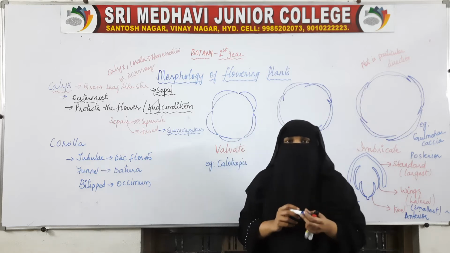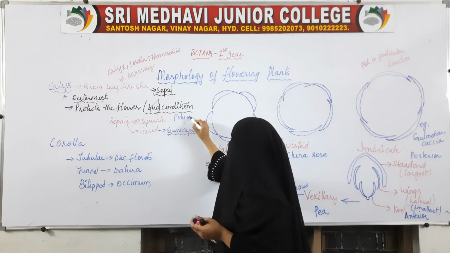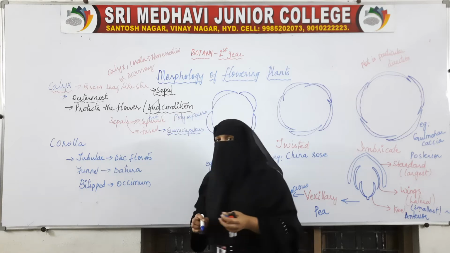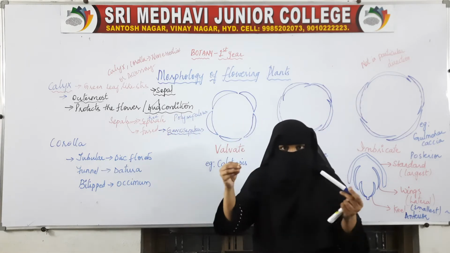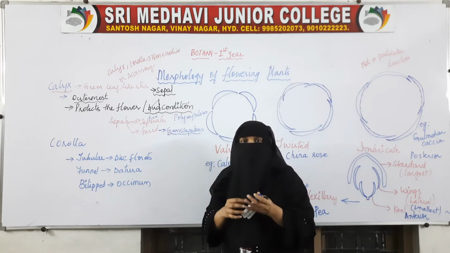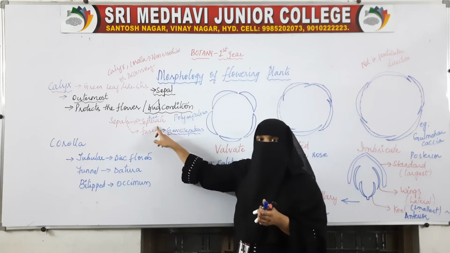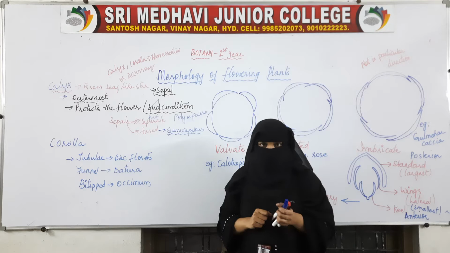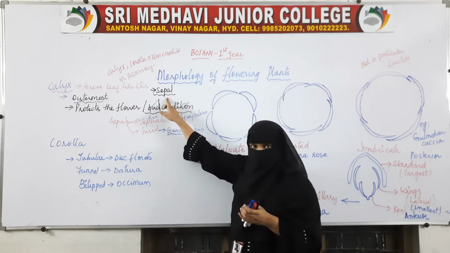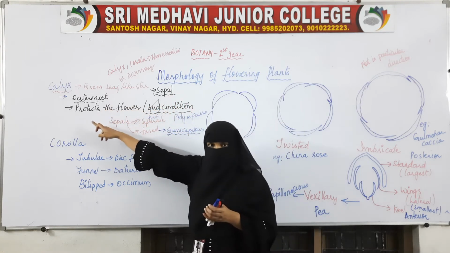And when the sepals are separate, then it is called polysepalous. When the sepals are separate or free, not joined together, such a condition is called polysepalous. A single leaf-like structure is called a sepal, and all the sepals together are called the calyx.